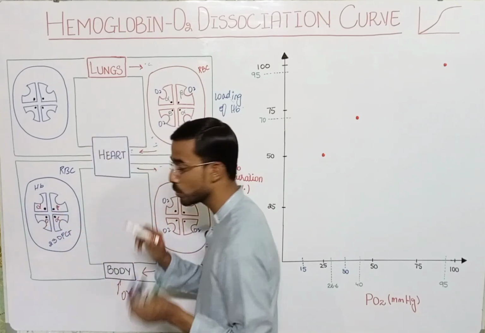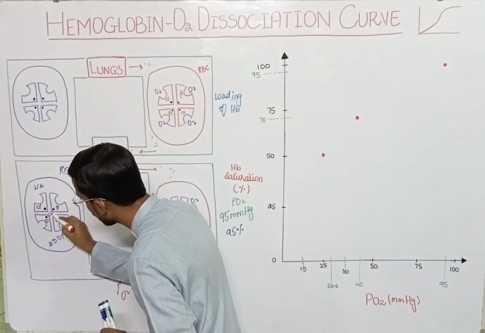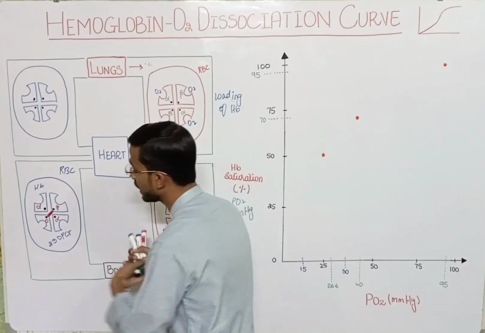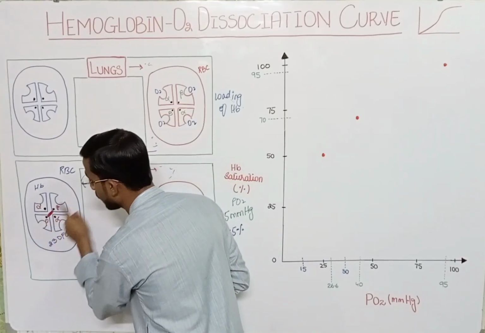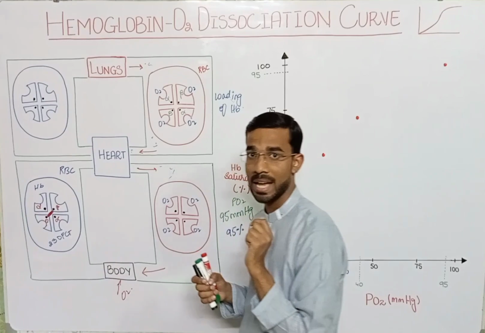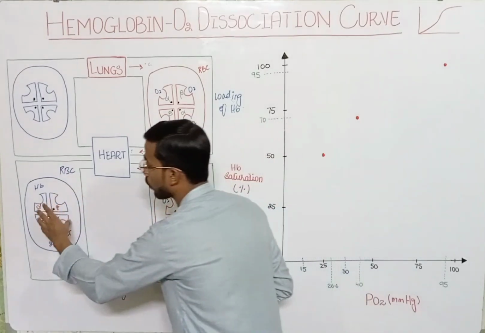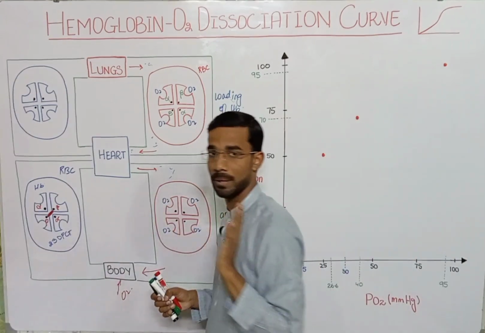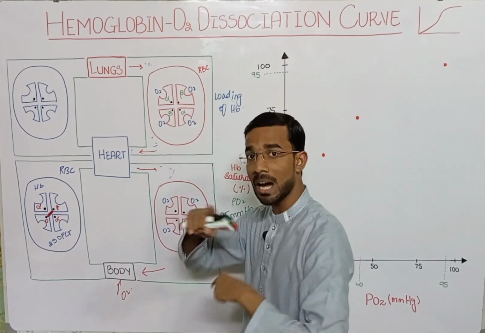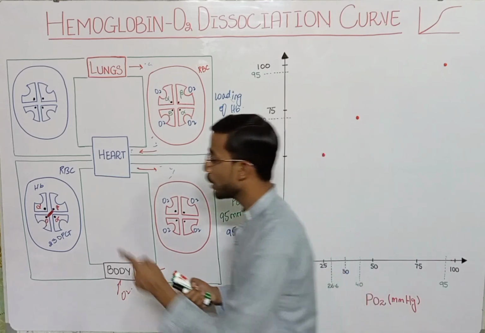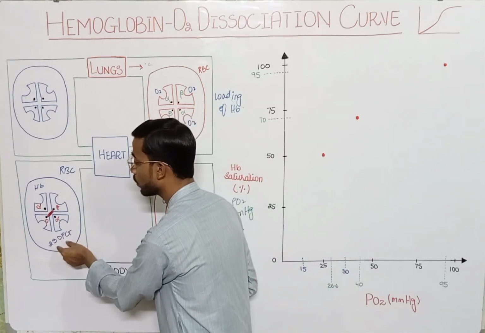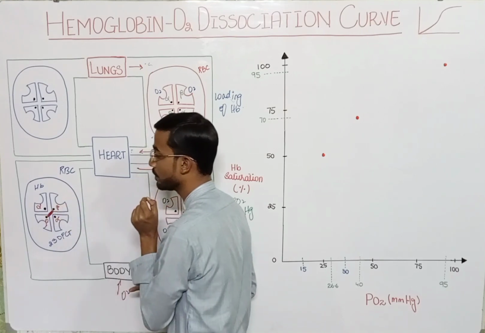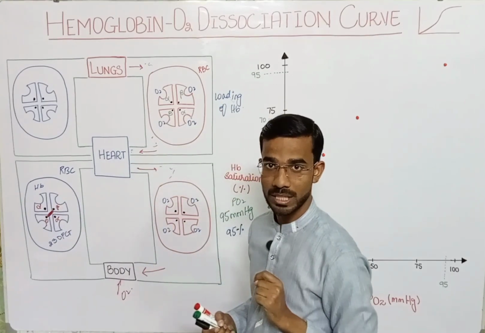Now this substance 2,3-DPG enters at the center of the 2 beta globin chains, and after that this hemoglobin molecule becomes stabilized, otherwise it is unstable. So to stabilize the hemoglobin, the 2,3-DPG molecule adds at the center of the 2 beta globin chains. Now this hemoglobin is stable.